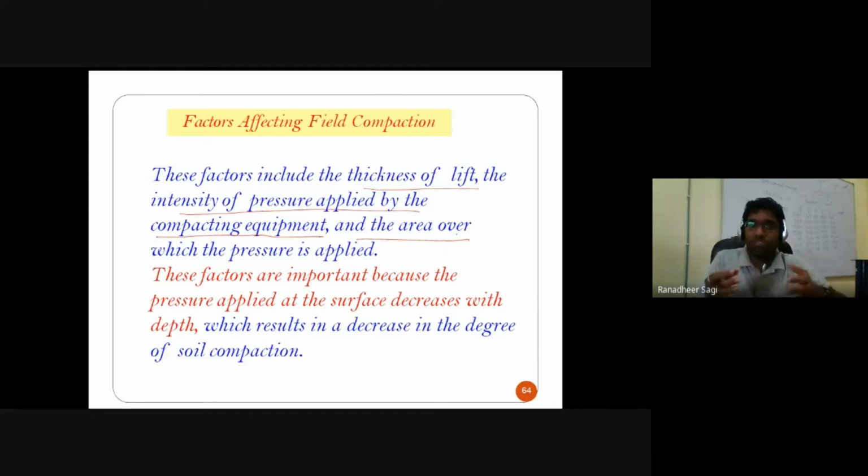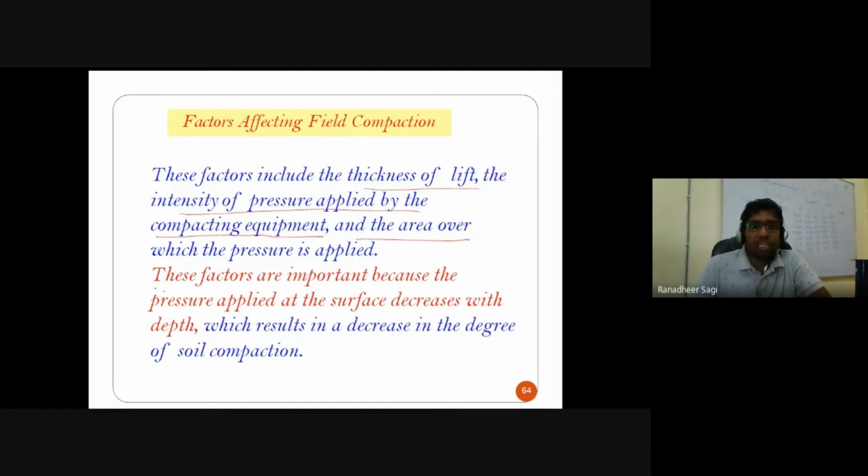Whereas if the same load is distributed over a smaller area, then load by area, if you calculate, the pressure coming from your compacting equipment onto that smaller area is going to be high. If the pressure applied is more, then the amount of compaction achieved is also going to be more. So we need to understand what are the different factors governing the process of achieving a better compaction in the field.